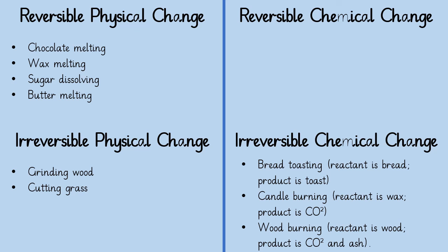Just to show you that you can have irreversible physical changes, I'll give you some examples, like grinding wood or cutting grass. We're not creating a new product, we've just got ground up wood and cut up grass, but actually we can't get the original product back. So that's an irreversible physical change. There are very few, if not any, reversible chemical changes. There are some examples online, but they are very scientific and more for university students, so we're not really going to look at them today.